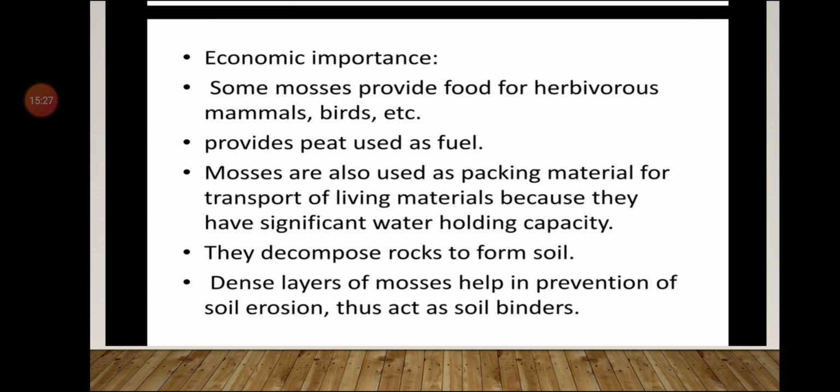Dense layers of mosses help in prevention of soil erosion, thus acting as soil binders. There are many dense layers of mosses which help in the prevention of soil erosion, and thus they act as soil binders. They keep the soil bound. Bryophytes help in maintaining the binding of the soil.